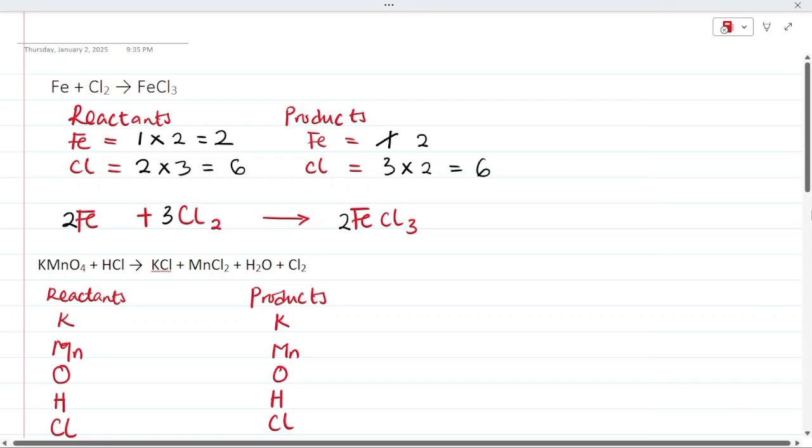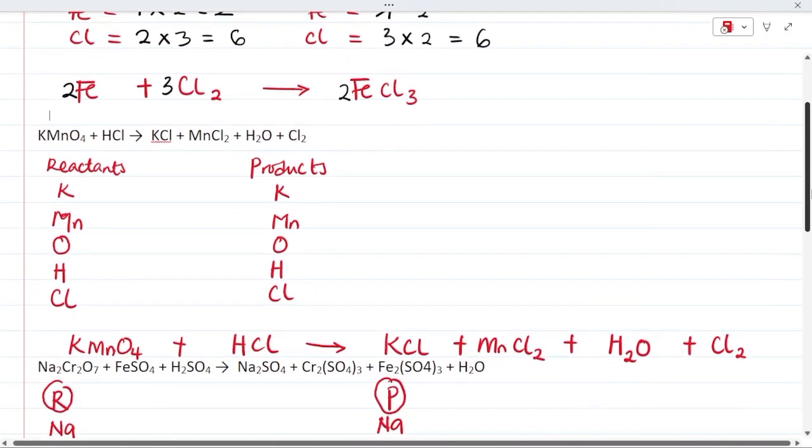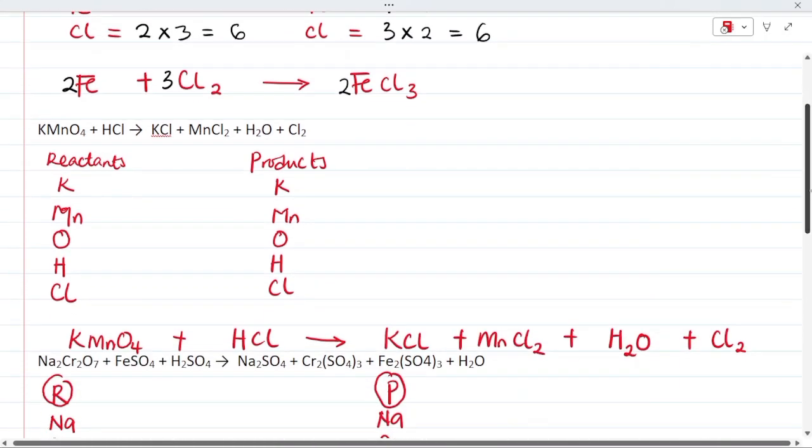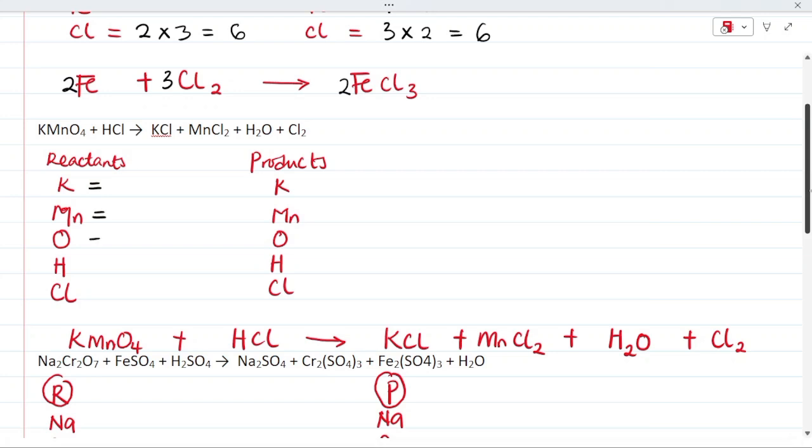Alright, so that was just a simple example for us to warm up with. Let's now move on to other examples, which will involve adjustments and possible readjustments. So let's see.